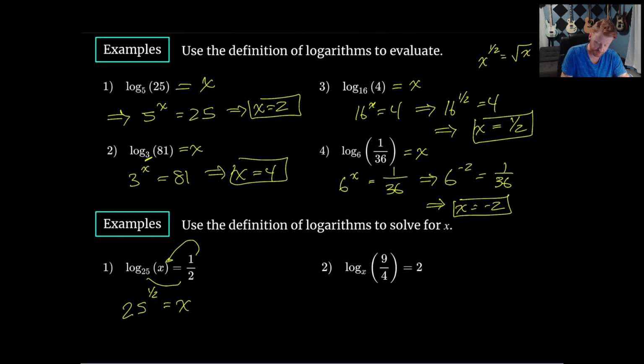So now I can just simplify this. 25 to the 1/2 says x is the square root of 25, or x equals 5.